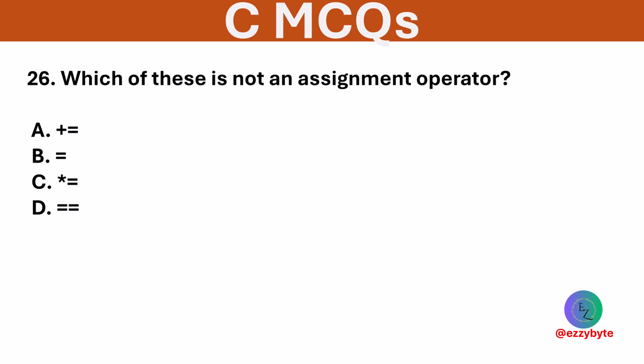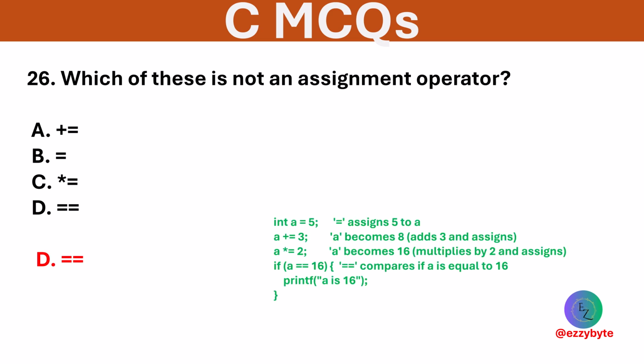Which of these is not an assignment operator? Options are plus equals, equals, multiply equals and double equals. Option D is correct. Double equals is a comparison operator used to check equality, not for assignment. The others assign values with arithmetic operations.